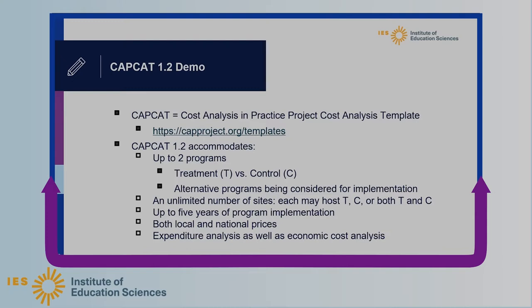You can enter either local prices or national prices or both. In addition to estimating the economic costs of each resource or ingredient, you can separately document expenditures, the actual outlays of funds for items such as stipends, materials, trainer fees, and per diems.